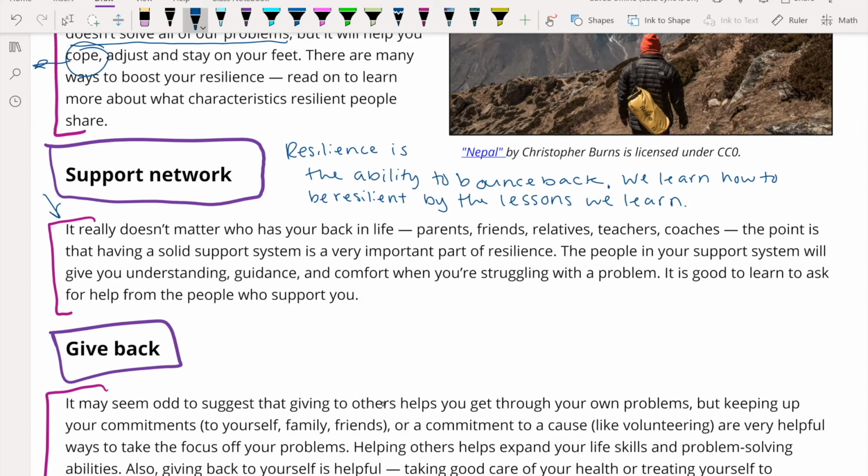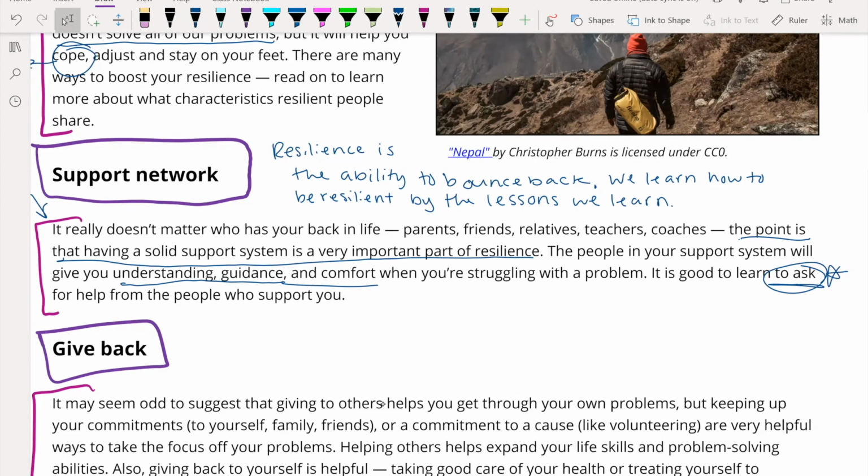Okay, we drew a box around the subtitle, we bracketed the paragraph, we read closely, now we're going to underline our main idea. I think the point is that having a good support system is a very important part of resilience. We need comfort and understanding and guidance. It is important to ask. Got to ask. There's our star. If we need help, we've got to ask for help.